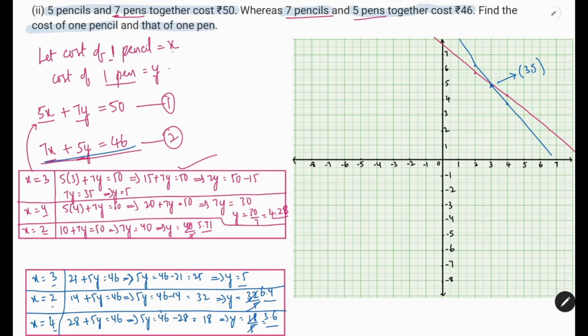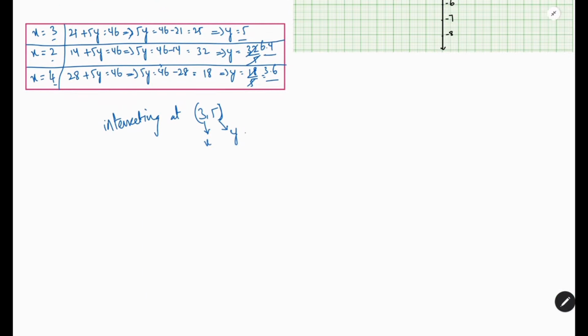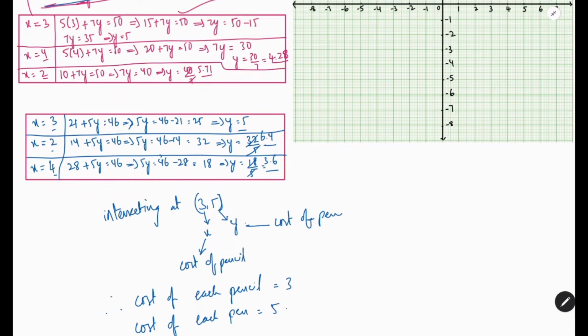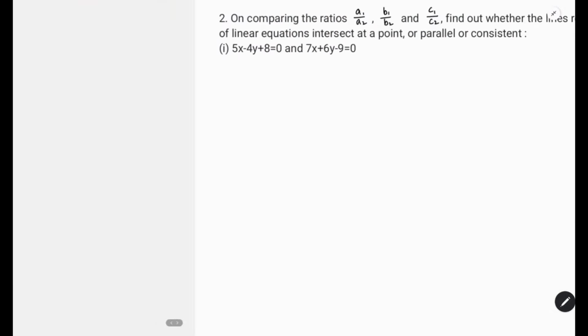Now here what is x? x is the cost of pencil and y is the cost of pen. So therefore, the cost of each pencil equal to 3 and the cost of each pen equal to 5. Now we will move to the next one.